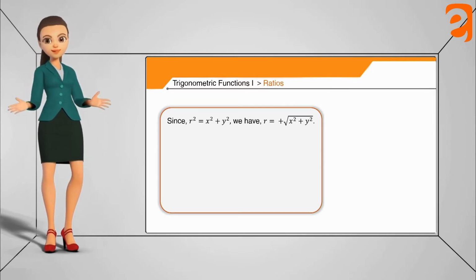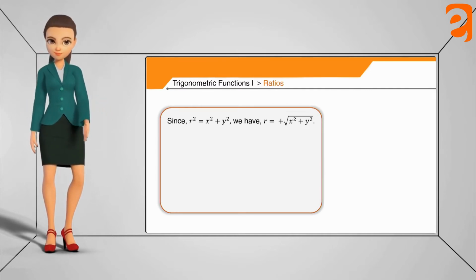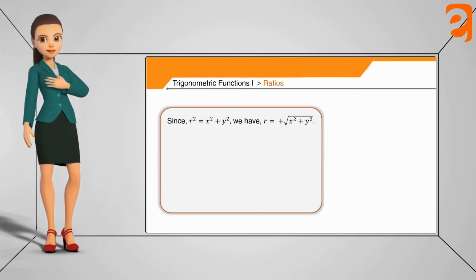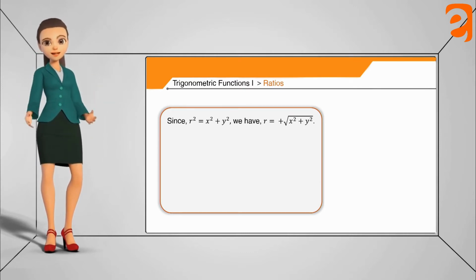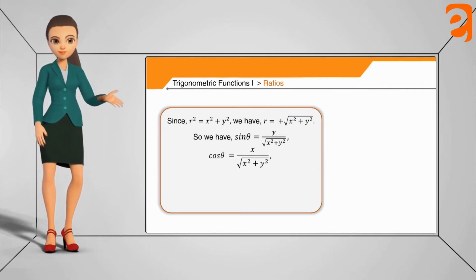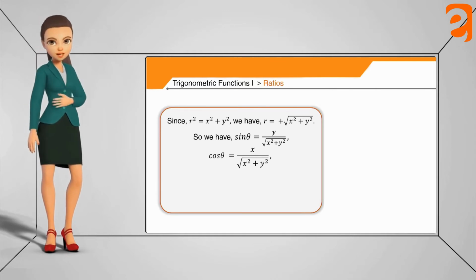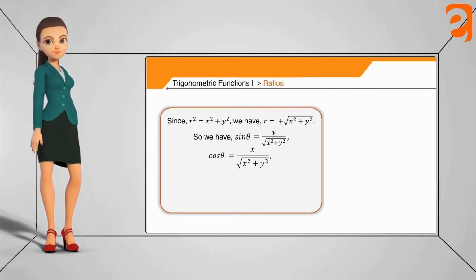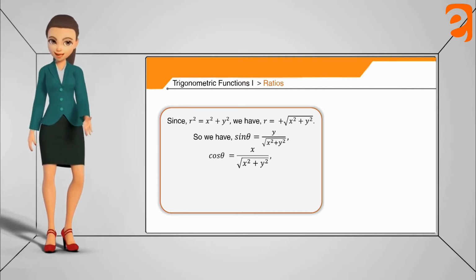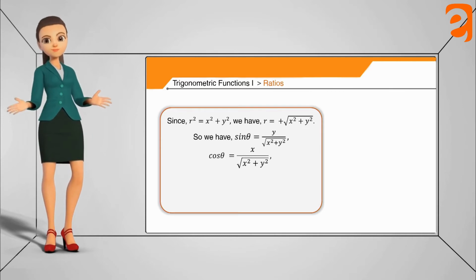But since we are interested in taking only the positive values, that is why we have written r is equal to plus under root x square plus y square. We are neglecting the negative values of under root x square plus y square. Now sin theta was defined in the earlier slide as y by r. So now we have r equal to under root x square plus y square. Substituting that value here, we get y divided by under root x square plus y square.